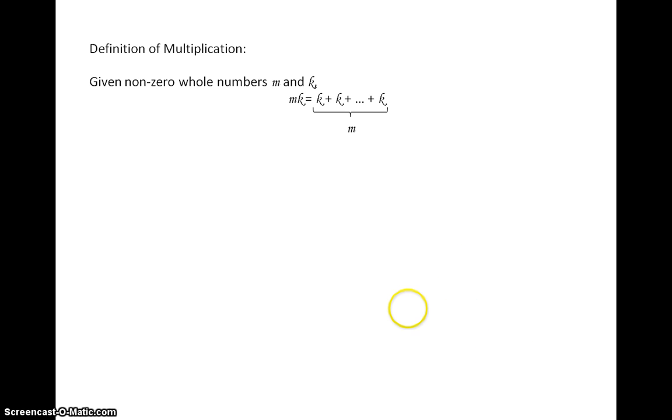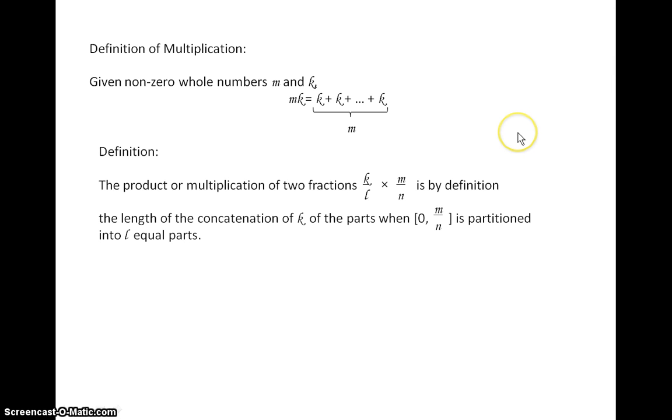You have k plus k, and you keep adding k's until you get to however many k's you have, which is indicated by m. So it's just k plus k, m times. So the definition for fractions, the product or multiplication of two fractions, k over L times m over n, is by definition the length of the concatenation, again repeated addition, of k of the parts when the segment 0 to m over n is partitioned into L equal parts.